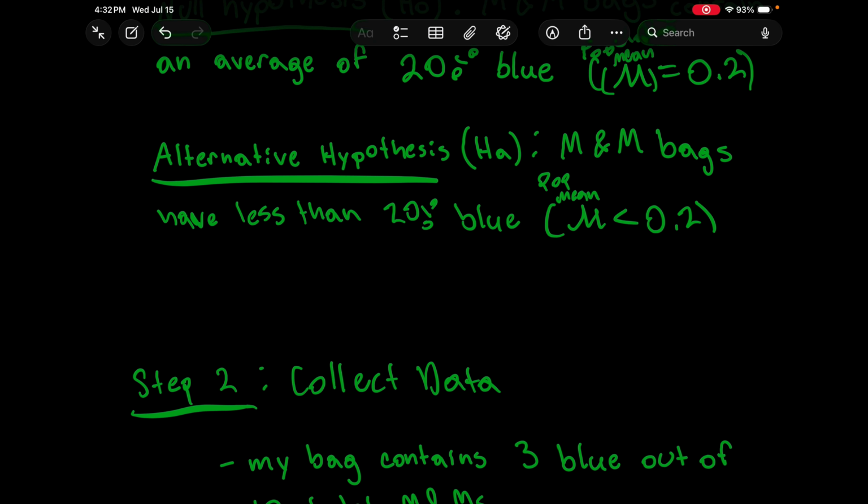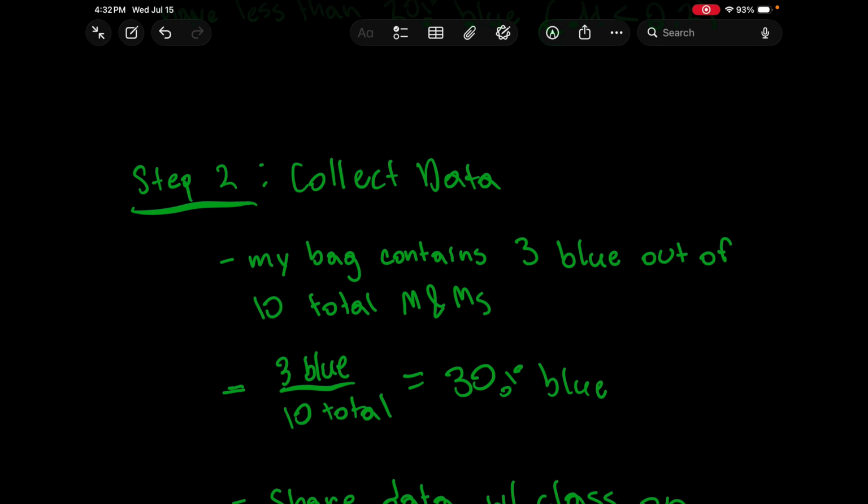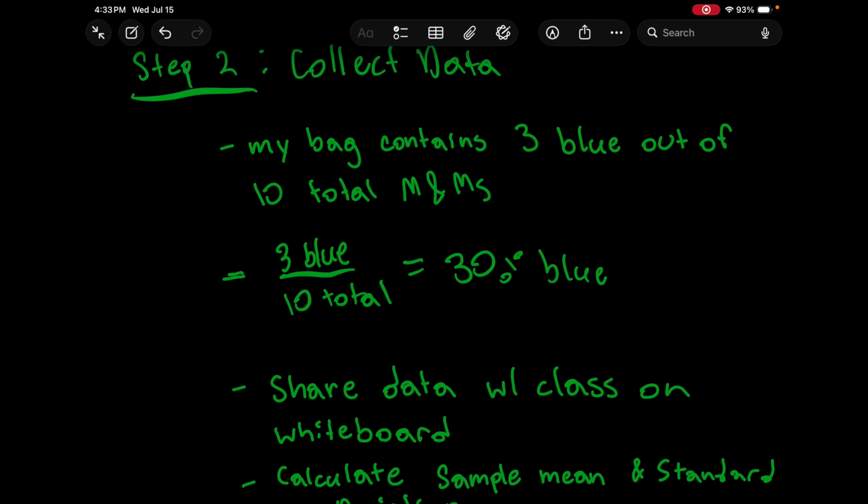All right, step 2, we're going to be collecting our data. So right now I'll be handing each person a bag of M&Ms. Let's take them all out, count the total number, and then the number blue. So in our student example here, the student's bag contained 3 blue out of 10 total M&Ms. We're going to calculate a percentage blue by taking the number of blue divided by the total. This is going to lead to 30%.